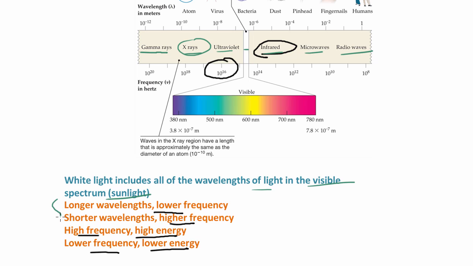So let's just go ahead and sum this up for a minute. Longer wavelengths, lower frequencies. Shorter wavelengths, higher frequencies. And we can relate frequency to energy, which we will do in a few minutes. High frequency corresponds to high energy. Lower frequencies correspond to lower energy. So going back to our electromagnetic spectrum here, we can see that X-rays have higher energy, or more energy, than do microwaves. Ultraviolet is higher in energy than infrared.